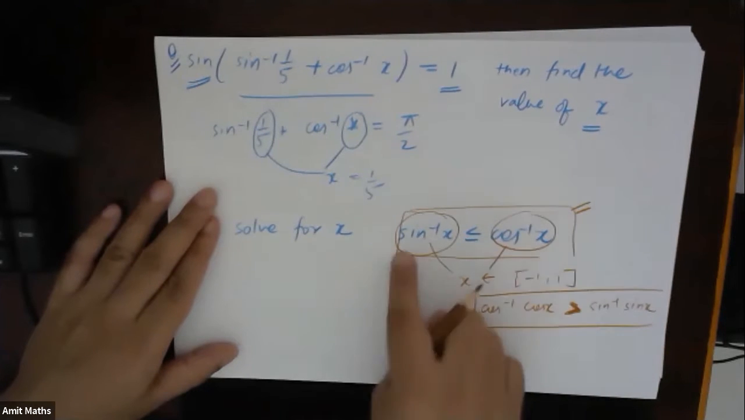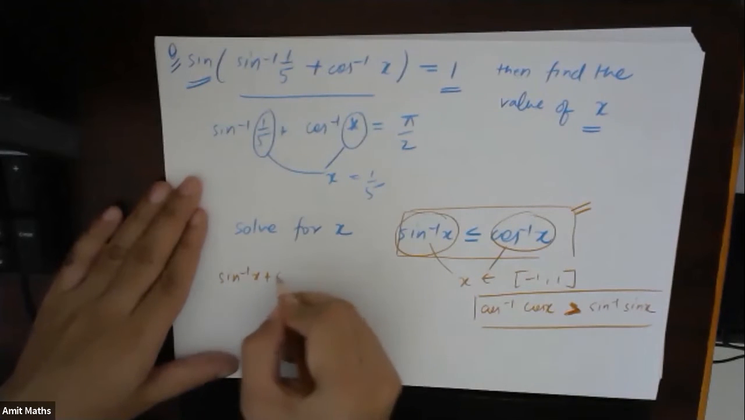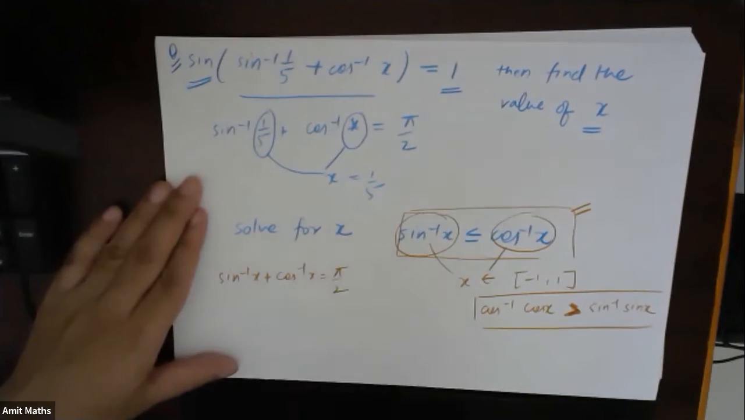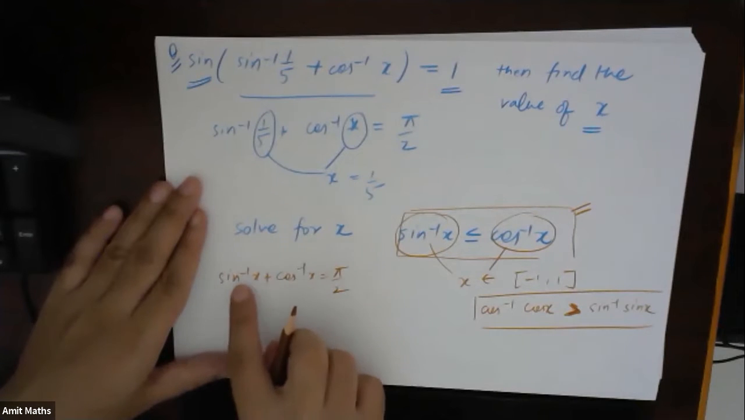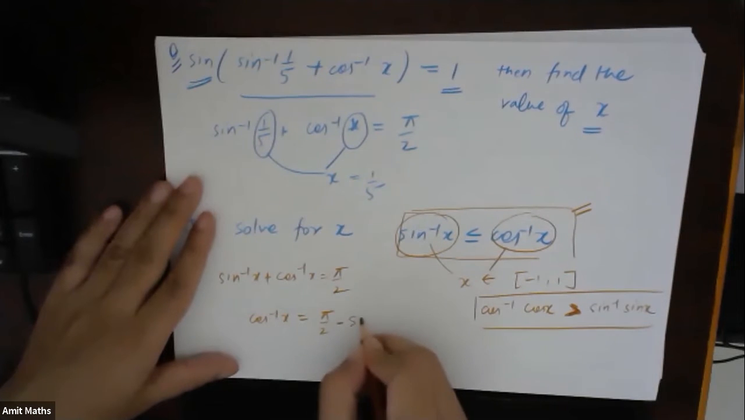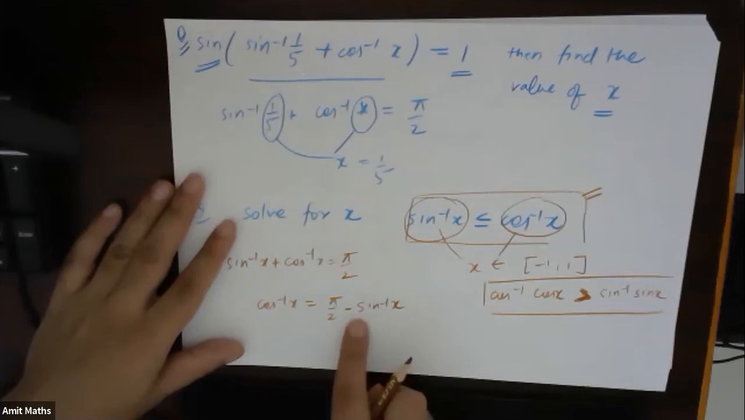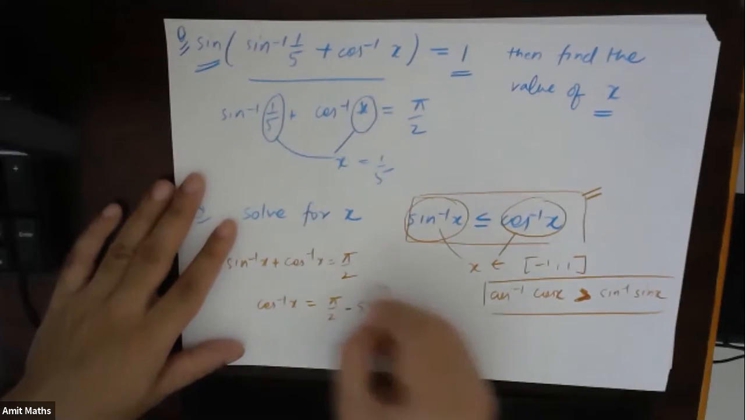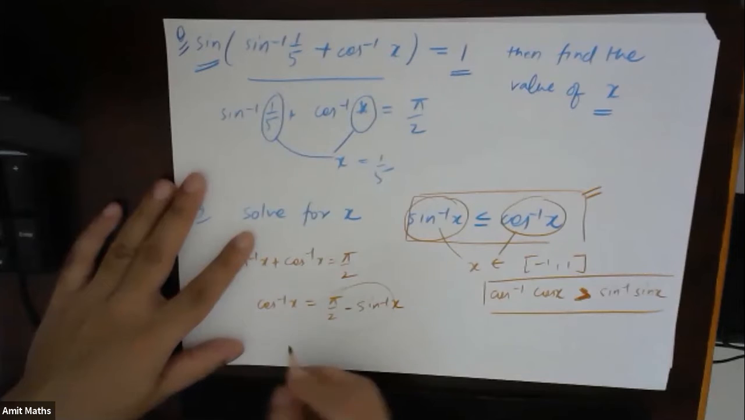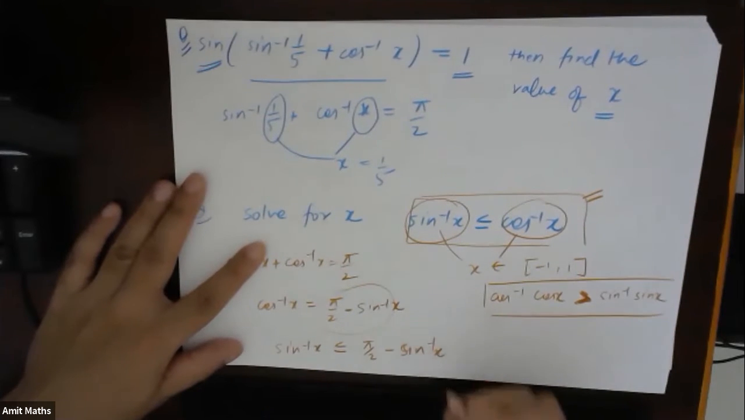I will try to convert one of them into the other form. So we have sine inverse of x plus cos inverse of x is equal to pi by 2. I can write cos inverse of x is equal to pi by 2 minus sine inverse of x. I can substitute this cos inverse of x here. So if I substitute, I will get sine inverse of x should be less than or equal to pi by 2 minus sine inverse of x, right?